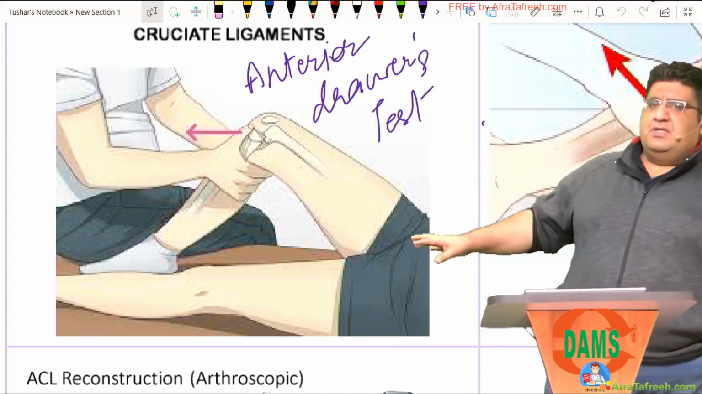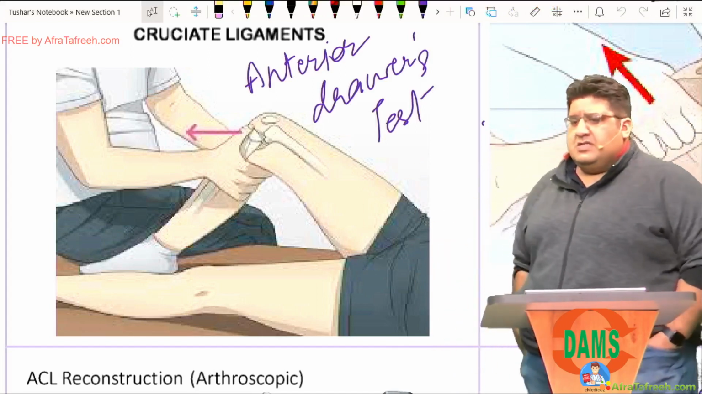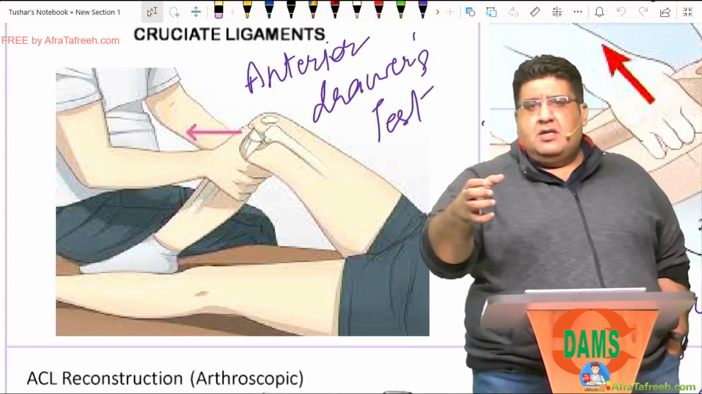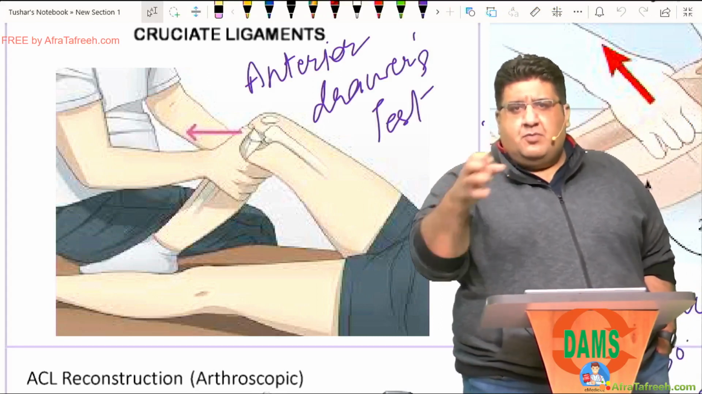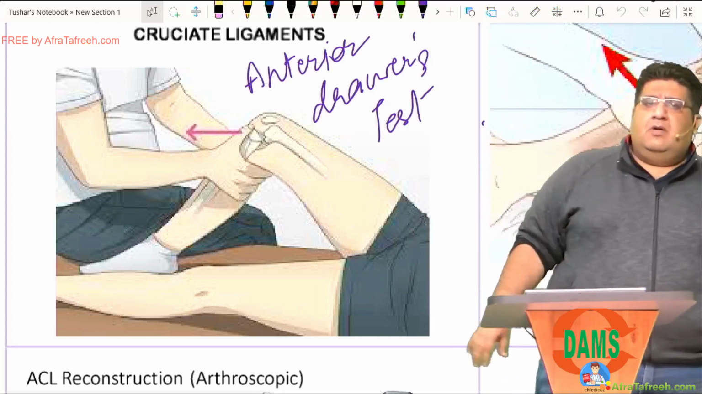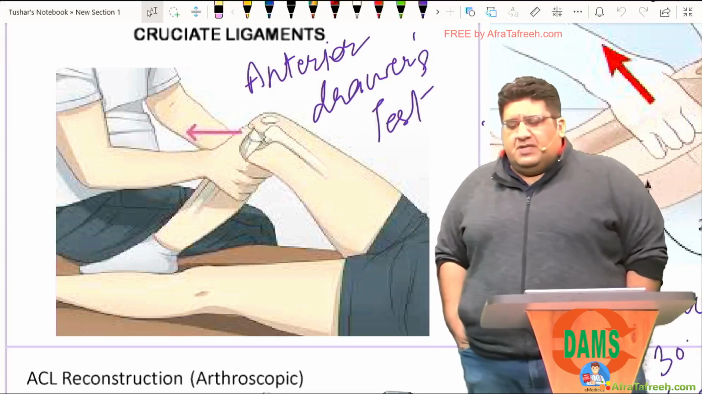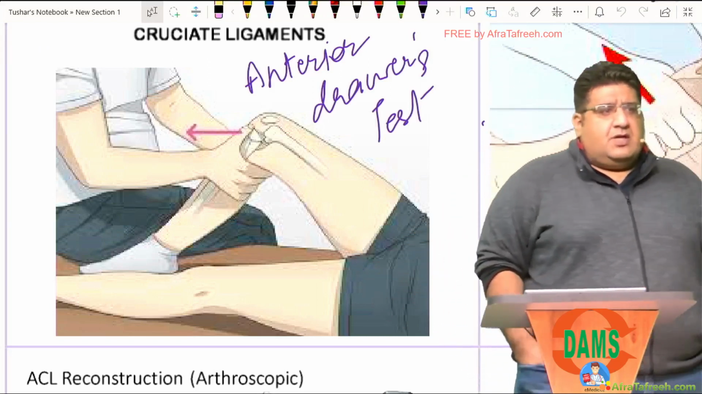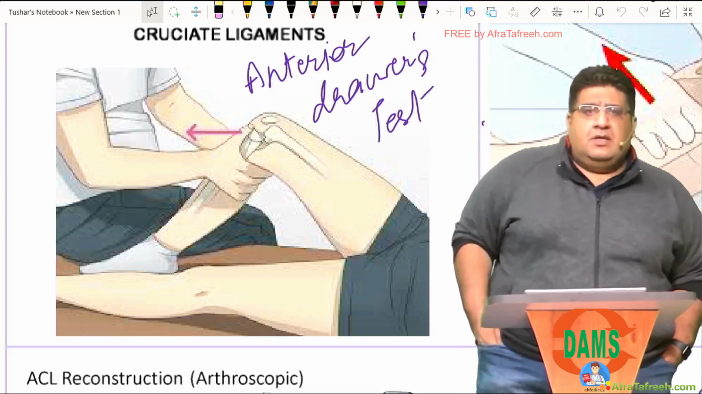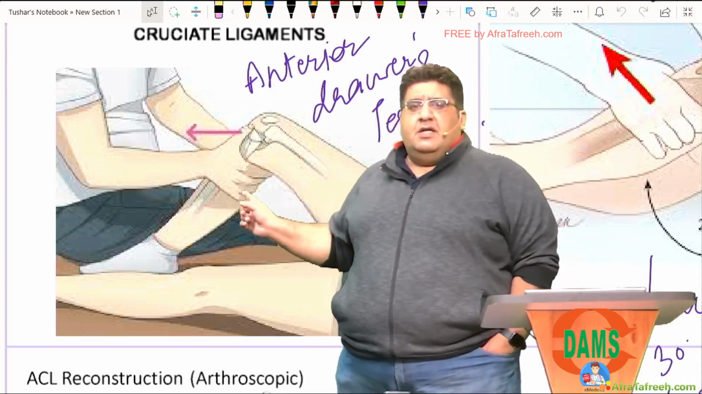So, is the patient okay? First of all, what is the name of the test? Anterior drawer test. Okay, anyhow, let's start. The patient is made to lie down supine on the examination couch. Yes. Knee is flexed by 90 degrees.